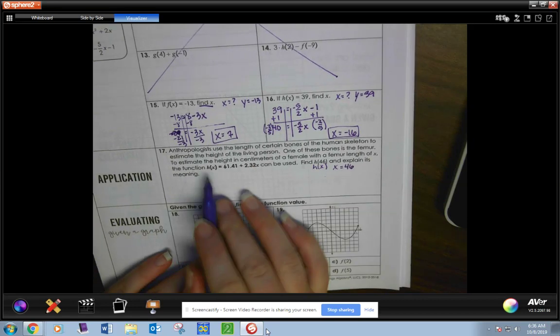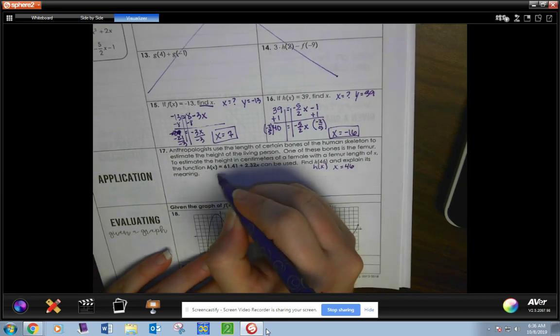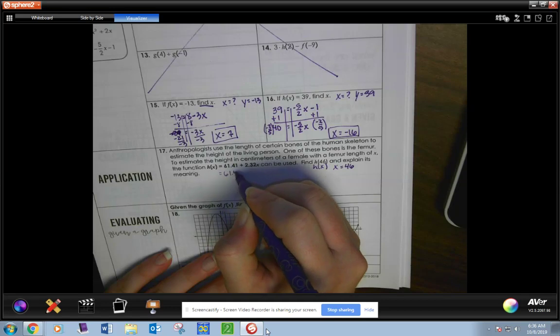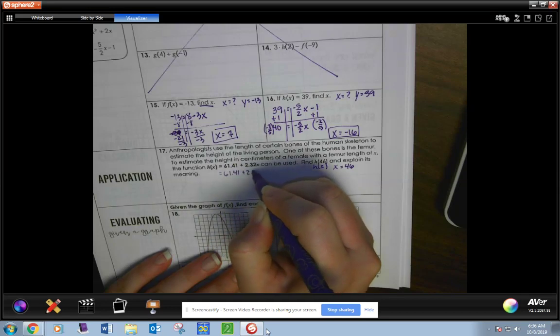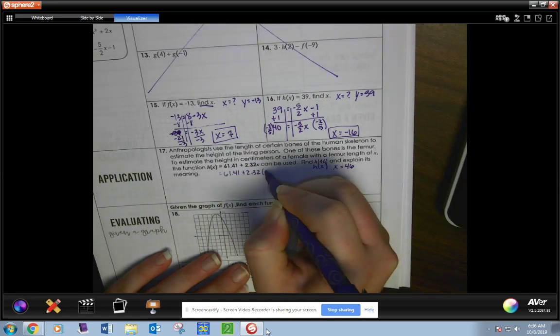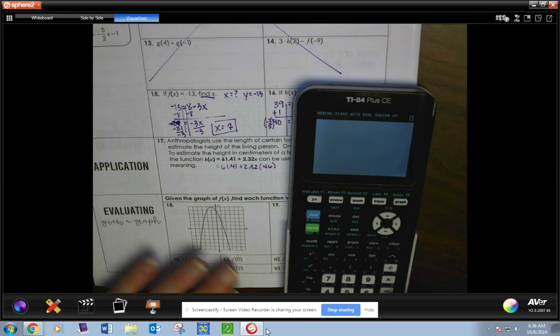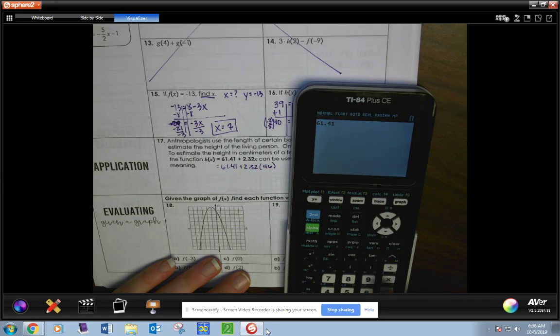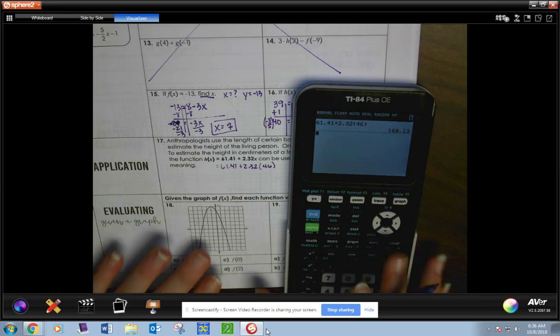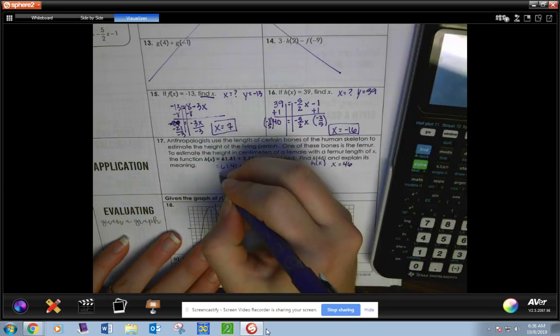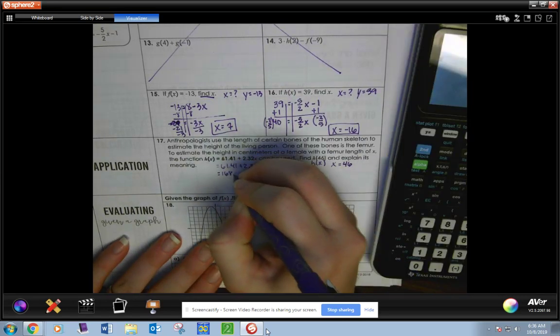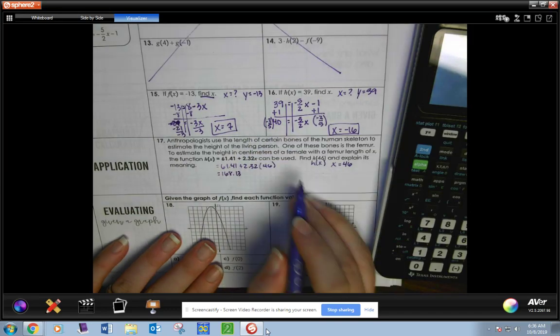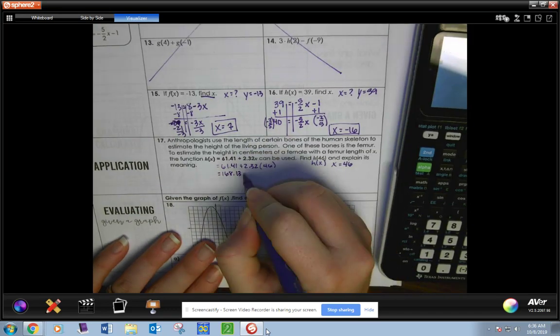Okay, so all you have to do is come over here to this equation, and you keep everything as it is except the x becomes 46. Okay, so I'm going to grab my calculator, 61.41 plus 2.32 times 46, and I get 168.13. And since we're talking about height in centimeters, I'm going to put cm.